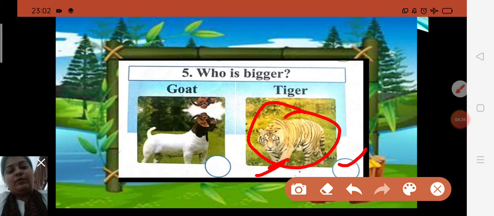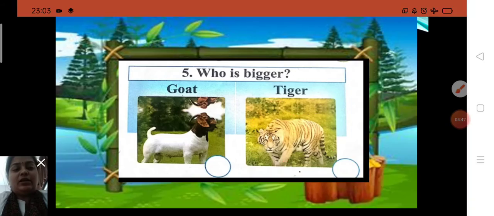Which is bigger? You will have to take in what? Tiger and goat. Already you know, children, the goat is a domestic animal. We get many things from the goat, like milk and meat. So children, what is being asked is a comparison between two animals. Which will be the correct option? Yes, the tiger is bigger than the goat.